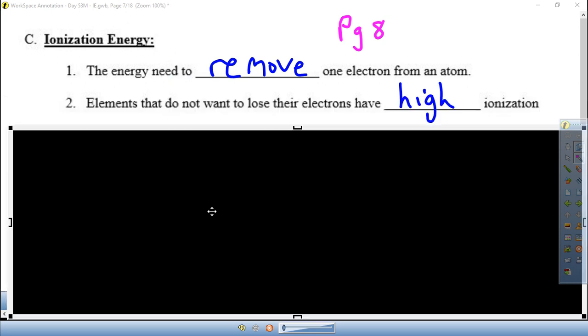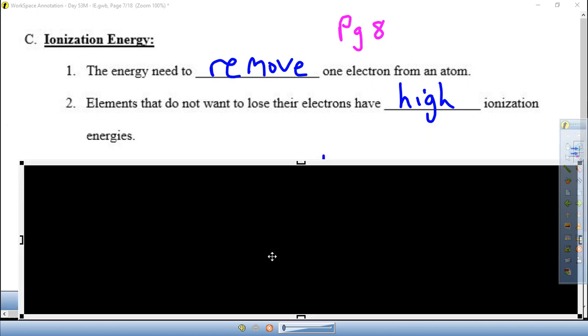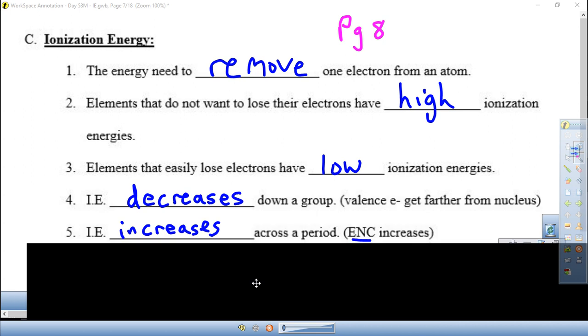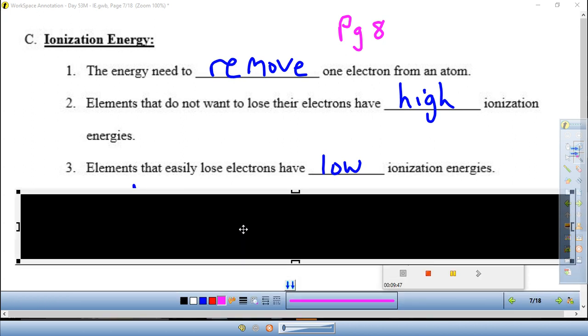Number 2, elements that do not want to lose their electrons, and we act like atoms actually have feelings and they can control this. I like to pretend that atoms are people and they have feelings. So elements that do not want to lose their electrons have high ionization energies. So if you see an atom that has a really high first ionization energy, it's not going to lose any electrons because other elements are not going to be able to remove it. It takes too much energy. Number three, elements that easily lose electrons have low ionization energies.